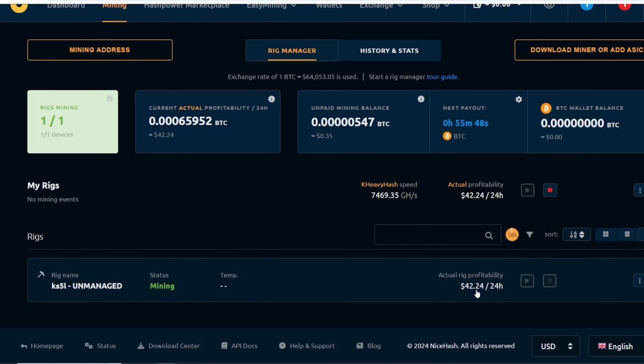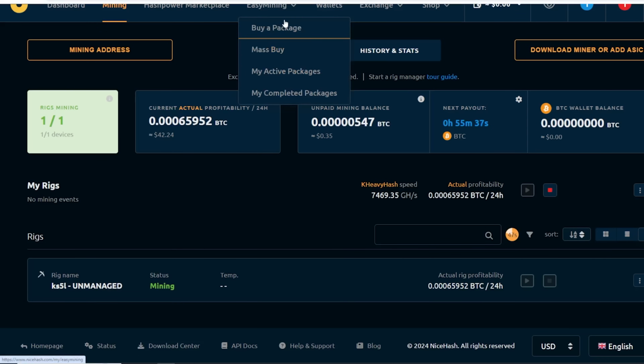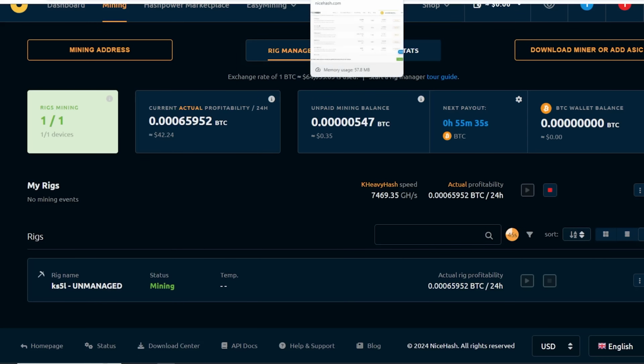It says it's going to make about $42 a day, or 0.00065 BTC a day. I will give you guys an update next week. So we'll do a 1 week mining to NICEHASH update on the KS5L, just in case anyone's interested.